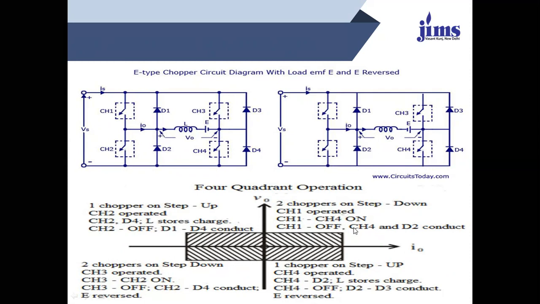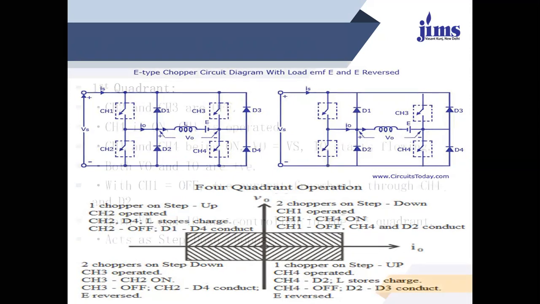Four quadrant operation. The process was explained in the previous slide, and we are finding how many diodes and how many switches are operating at this moment. So in the first quadrant, there are two choppers on step down: CS1 and CS2 on, CS1 off, CS4 and D2 conducting. Then for the second quadrant, one chopper on step up. In the third quadrant, two choppers on step down. In the fourth quadrant, one chopper on step up. So this will be the practical operation of the type E choppers.